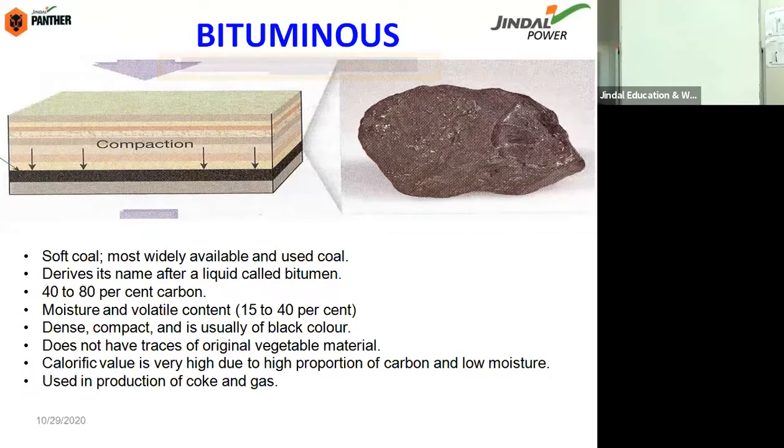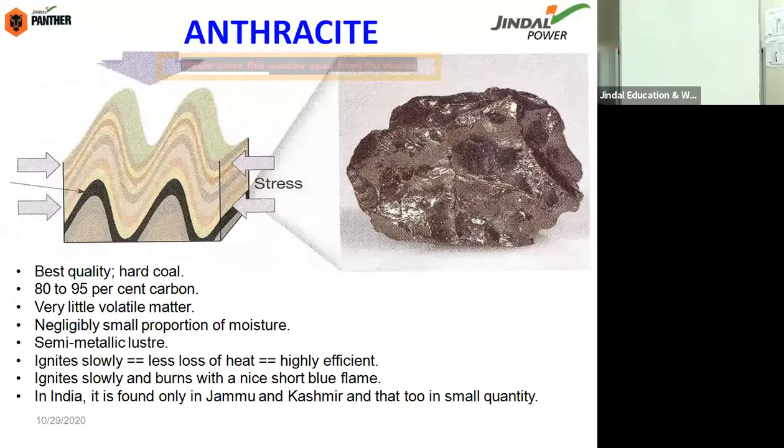Anthracite. Anthracite is the farthest and highest grade of coal. It is very, very rare in India. In Jammu and Kashmir and in the northeastern region, there is a little bit of trace of this type of coal. Basically, it is the product of coal from an in situ process. It has 80 to 95% carbon and very little volatile material. It is highly efficient for heat generation.